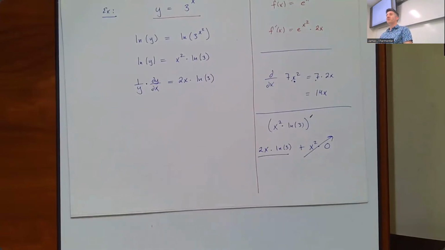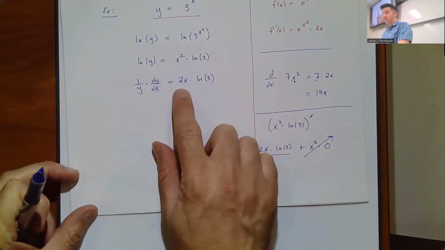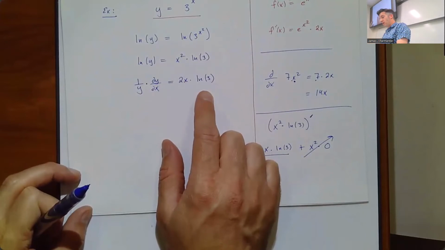So whenever you have a function times the natural log of a number, I know it feels weird. It feels like the natural log of a thing is a function, but here it's really just a constant. And so when you have something like x squared times natural log of 3, the derivative is 2x times natural log of 3. All right, we're almost done.